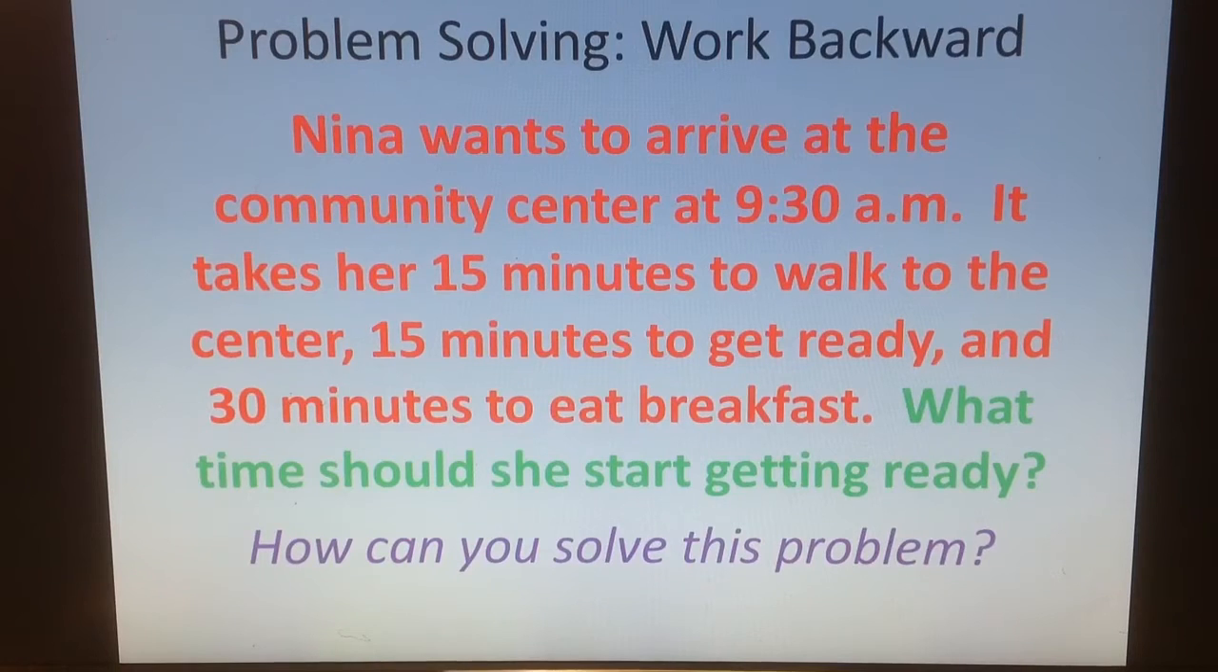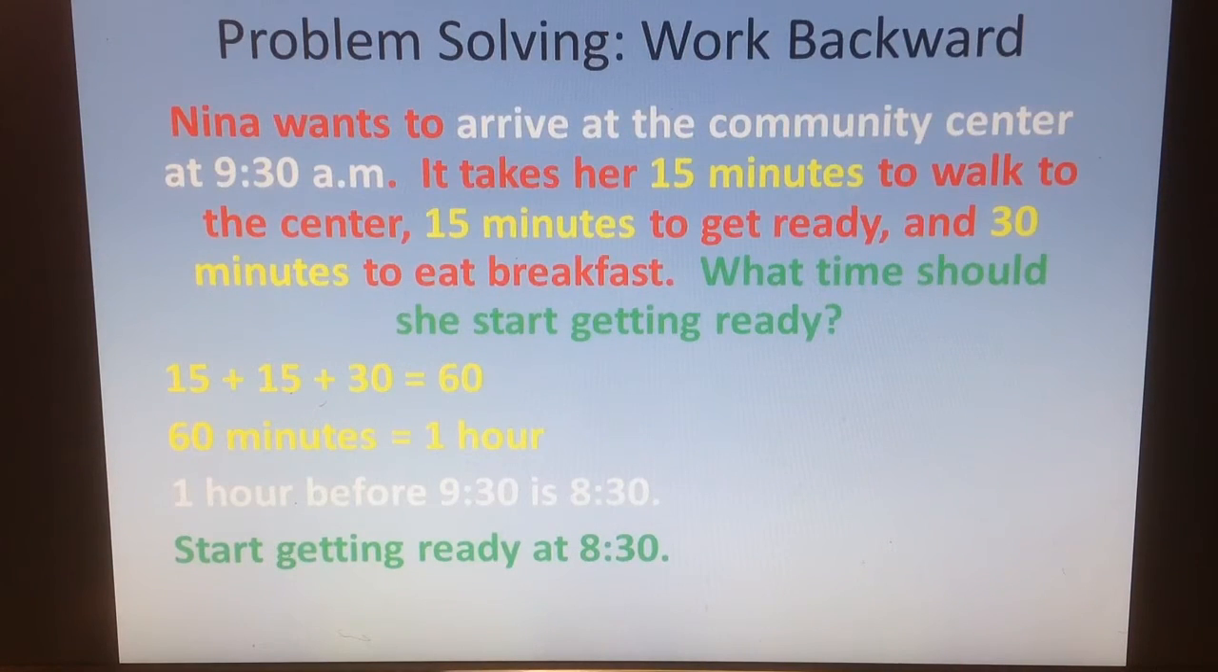We know the minutes, 15 minutes to do one thing, 15 minutes to do a second thing, 30 minutes to do another. We can take each of those away from 9:30. We can figure out what they are all together and take that away from 9:30. 15 plus 15 plus 30 equals 60. 60 minutes is the same as 1 hour. So if I need to think about what time she should start getting ready to be somewhere at 9:30, I need to take an hour away from 9:30. I ask myself, what time is it when it's 1 hour before 9:30? Well, 1 hour before 9:30 is 8:30. Nina needs to start getting ready at 8:30.